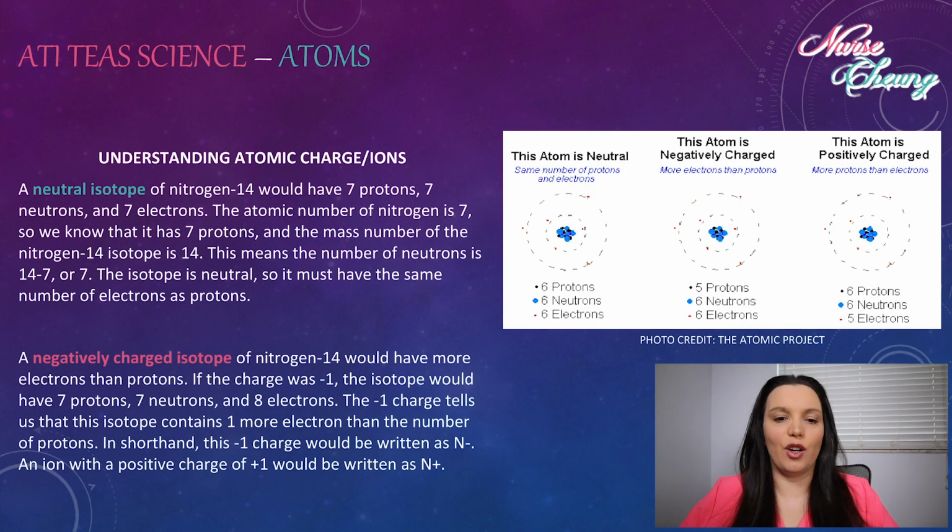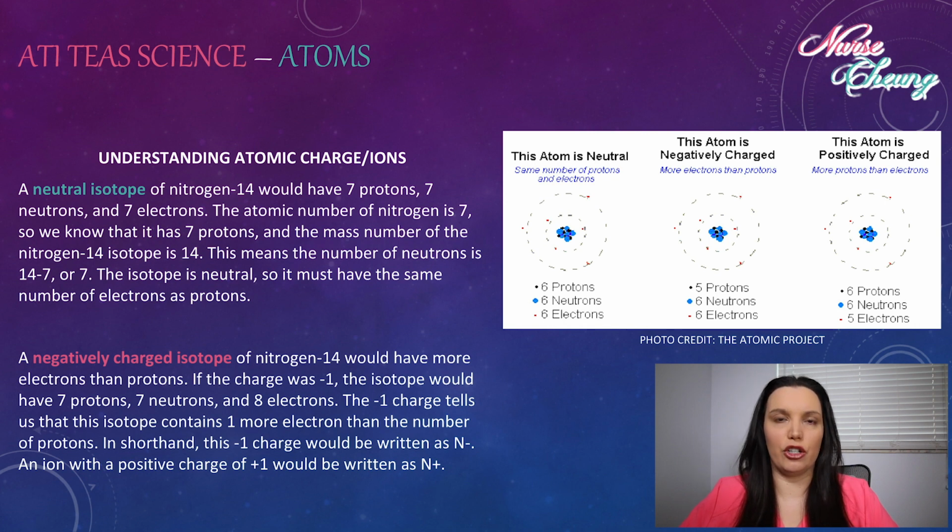A neutral isotope of nitrogen-14 would have 7 protons, 7 neutrons, and 7 electrons. The atomic number of nitrogen is 7, so we know that it has 7 protons, and the mass number of the nitrogen-14 isotope is 14. This means the number of neutrons is 14 minus 7, or 7. The isotope is neutral, so it must have the same number of electrons as protons.